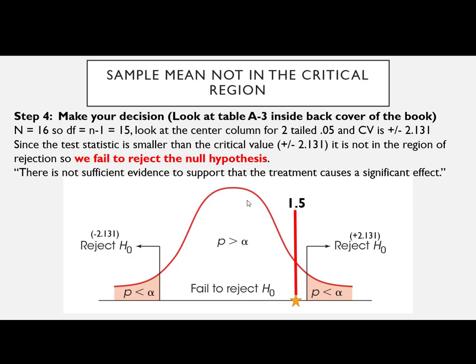Since the test statistic is smaller than the critical value, so here we are at 1.5, and here 2.131 is right here, right? We have the value here, beyond which we would reject a null. It's not beyond that, so therefore we do not reject. We fail to reject the null hypothesis. And we say there is not sufficient evidence to support that the treatment causes a significant effect. And so that's the first and the last time I'm going to make you look at a t-table, table A3. Henceforth, we're just going to use SPSS, and I'll show you how.